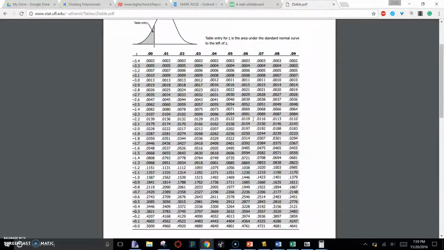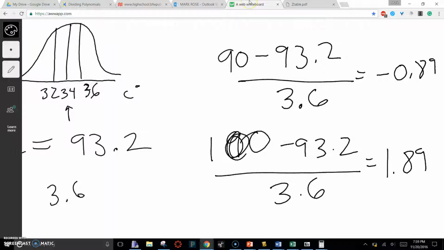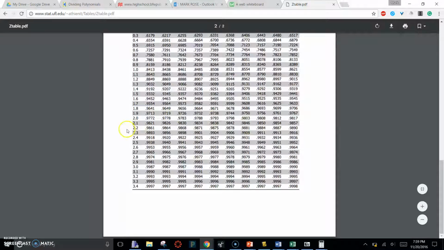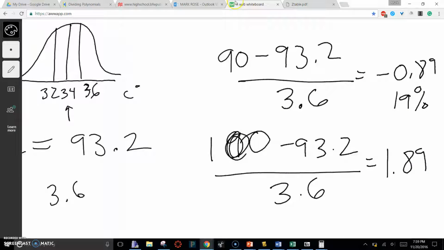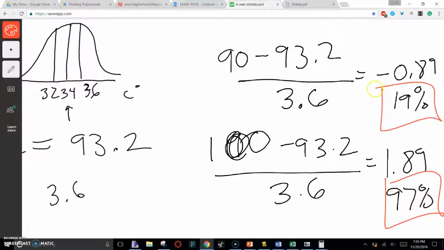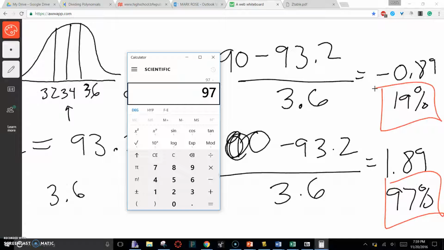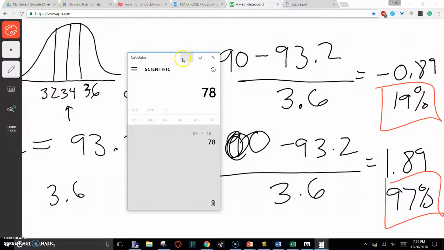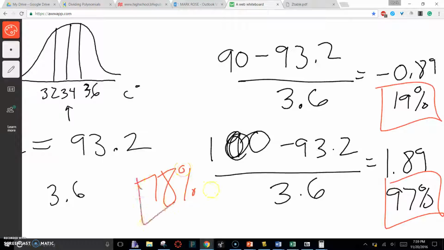Okay, and if I go back to my z-table, negative 0.89 would be this column right here, so it'd be about 19%. And we have to find positive 1.89, which would be right over here at 97%. If I want to find the middle portion, I would need to take this thing and subtract it from this thing. So the percentage that I should get should be 78%. That's how I do one of those problems.